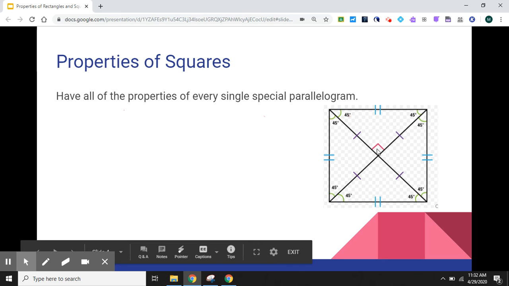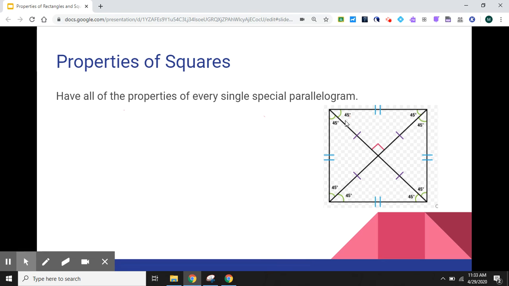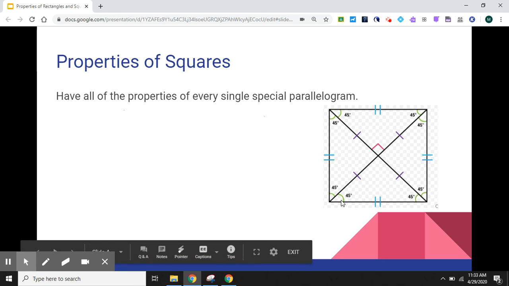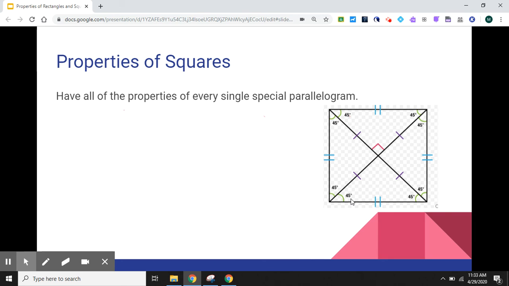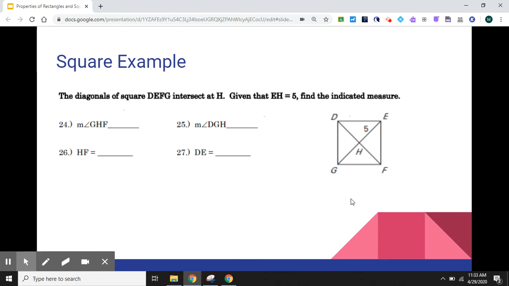They are perpendicular like in the rhombus. They bisect these angles like in a rhombus. Your diagonals are also congruent like in a rectangle, and squares happen to have 90-degree angles here at the corners like a rectangle. So squares are really cool in that every single property that we've learned about, squares have. Alrighty, so let's go ahead and use that knowledge.